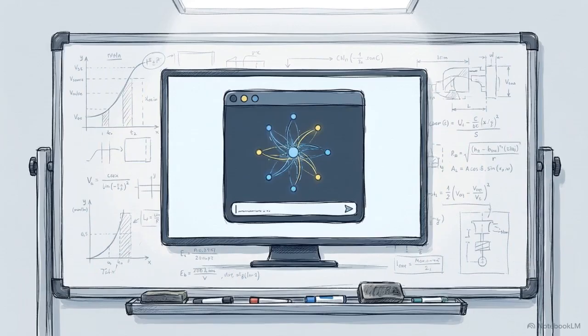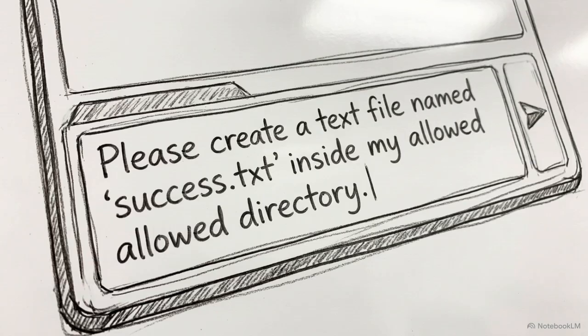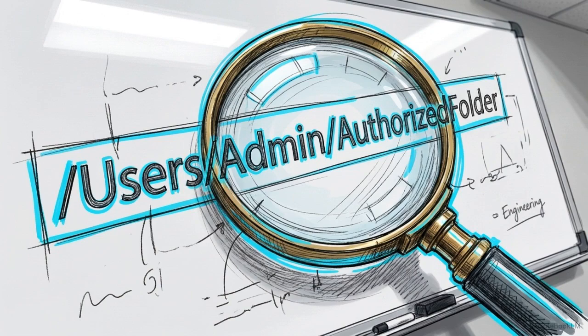Now we run a live test. Open your newly secured Claude Desktop interface. Type this precise verification prompt: Please create a text file named success.txt inside my allowed directory. Be sure to specify the actual path of the folder you just authorized.